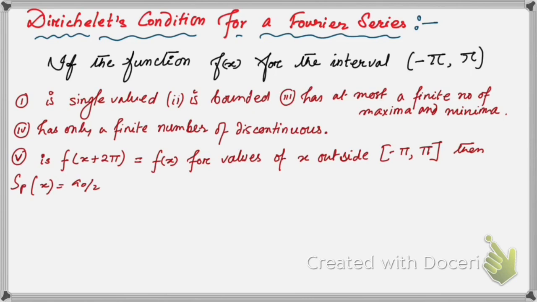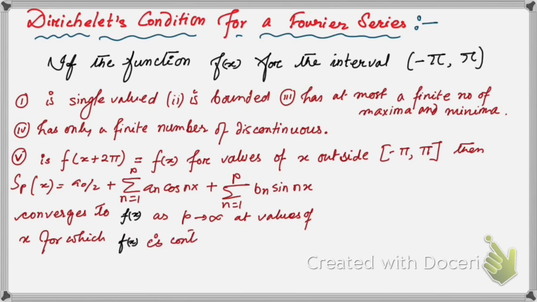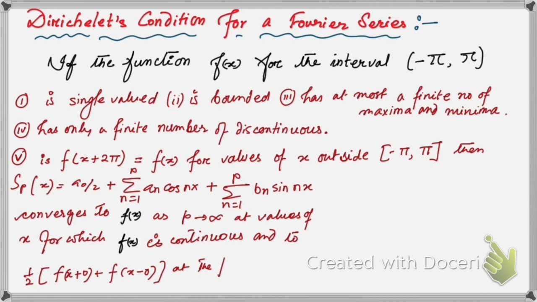Then this series, a naught by 2 plus the summation from n equals 1 to p of an cos nx, and similarly the sum of the series from 1 to p of bn sin nx, converges to f of x as p tends to infinity at values of x for which f of x is continuous, and it converges to half of f of x plus 0 plus f of x minus 0 at the point of discontinuity, right? So let me explain it.